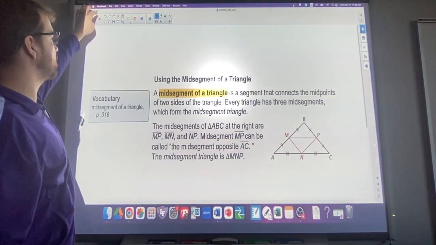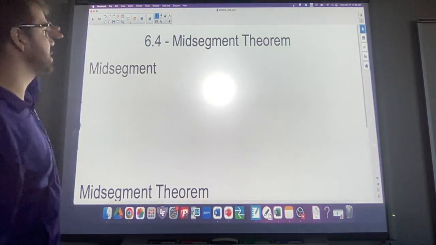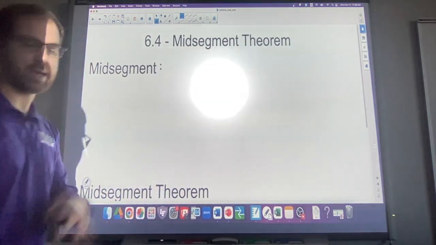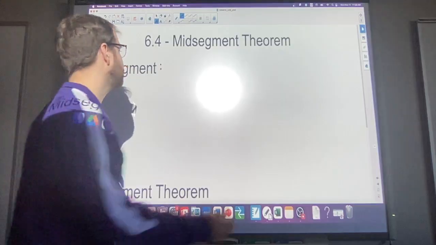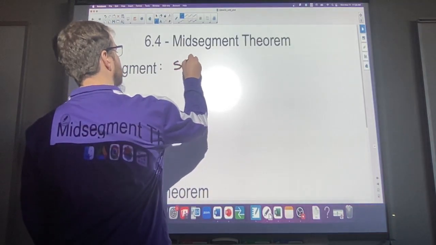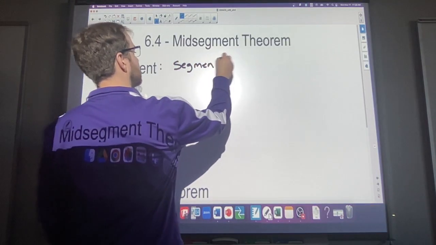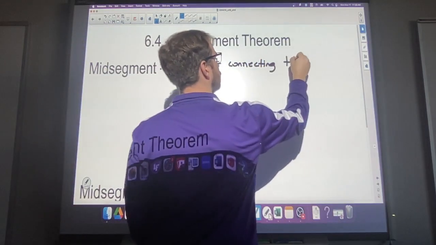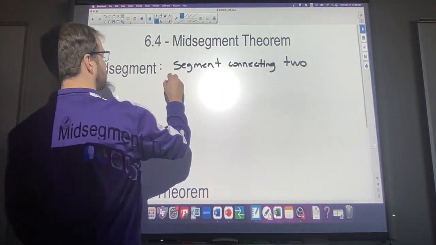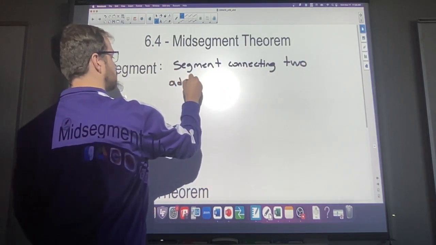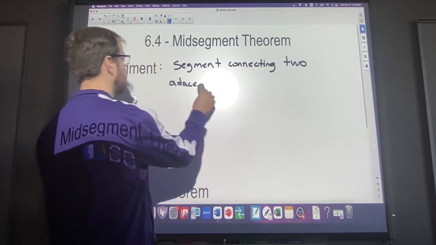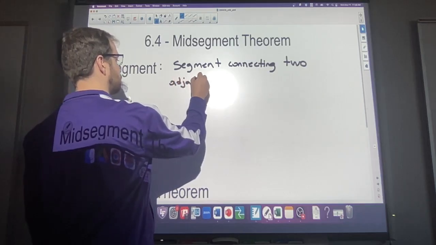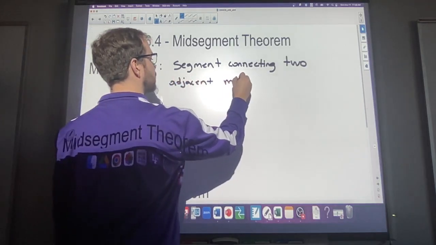All right, let's start with what is a midsegment. A midsegment connects two adjacent midpoints. A segment connecting two adjacent, meaning next to each other, midpoints. I should probably spell adjacent the right way, there's a J there. Two adjacent midpoints.